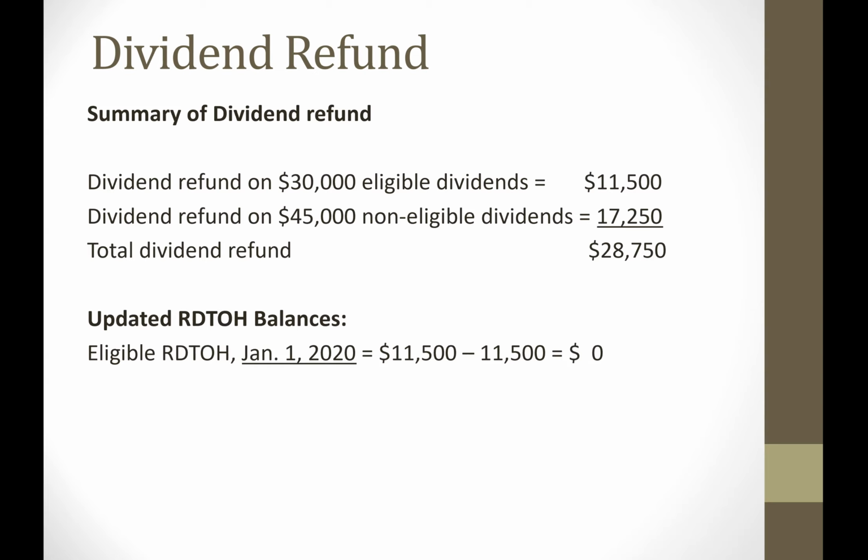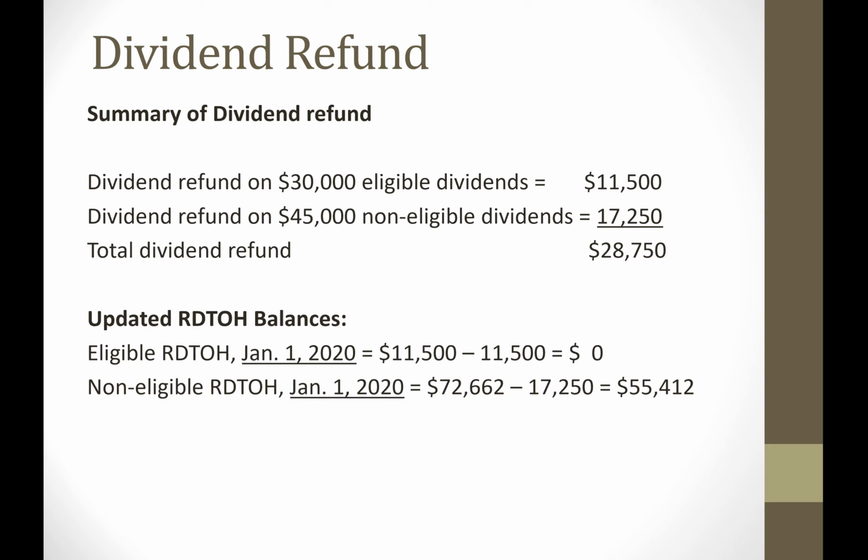And we can do the same for the non-eligible. At the end of 2019, the balance was $72,662. We subtract the dividend refund for 2019, $17,250. So going into next year, January 1st, 2020, the non-eligible RDTOH account balance is going to be $55,412. So that brings us to the end of this video solution for Bowen Ltd.